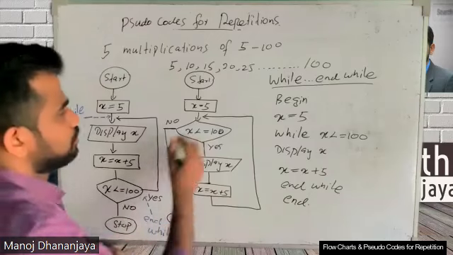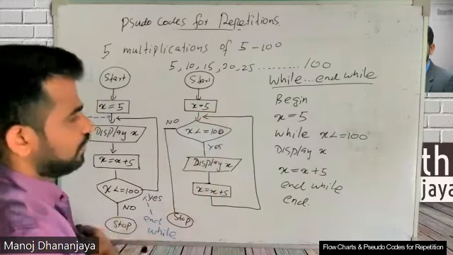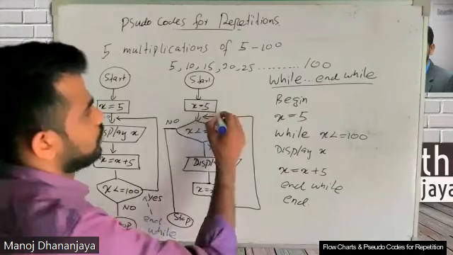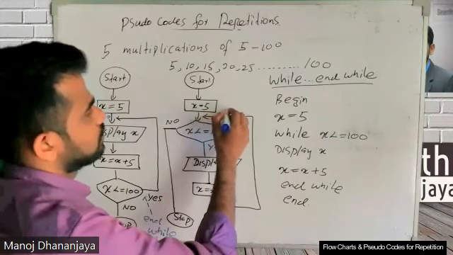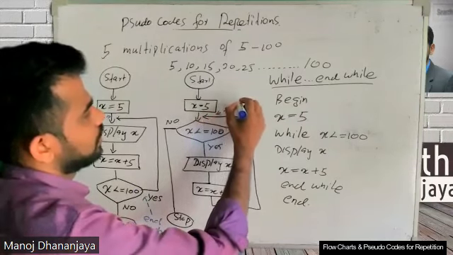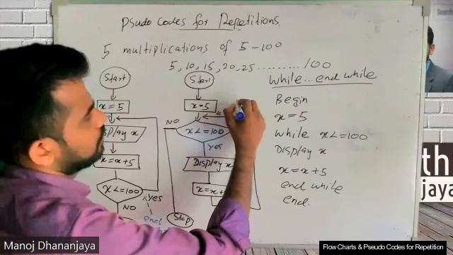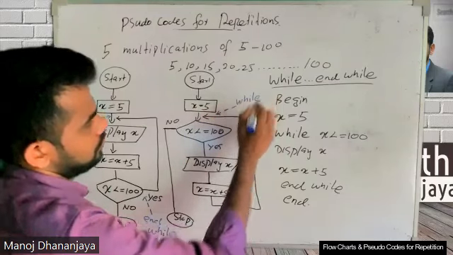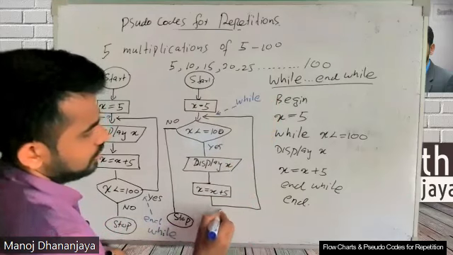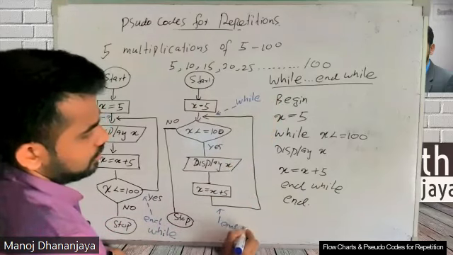Right. Then at this point also we write the terms while and end while. You can write these points in different colors. Here while. At this point it is representing end while.